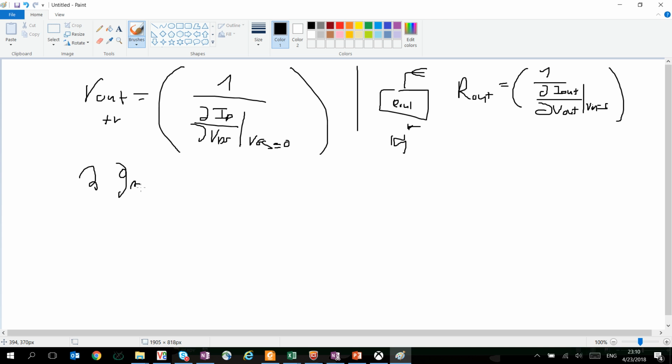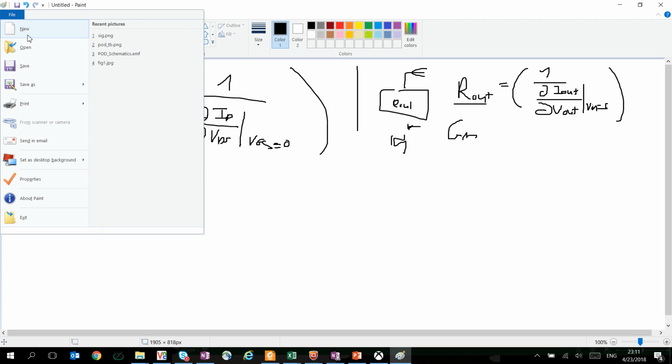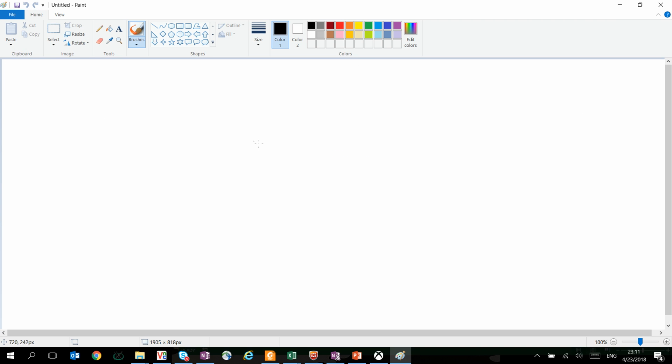The GM that we've seen before, usually Cadence tools will give us that for every device, but when we have a complex design, we don't know how to extract these parameters unless we solve it mathematically. So I'm going to show you a technique of how to extract the R out and the GM of any design that you like.